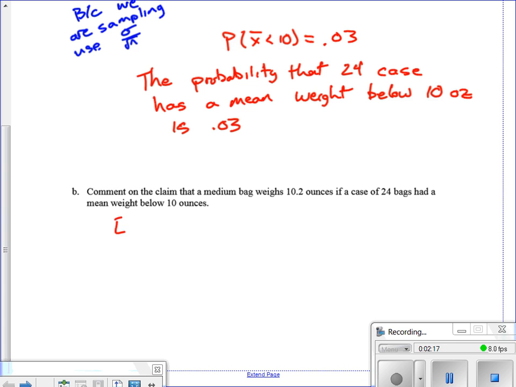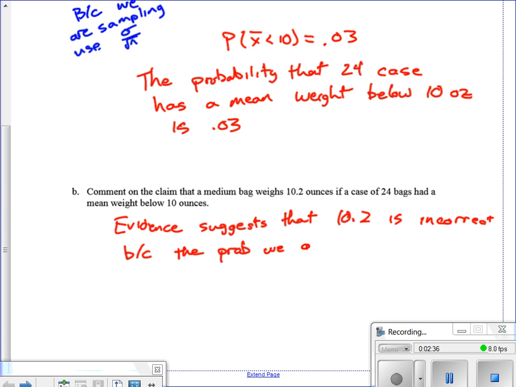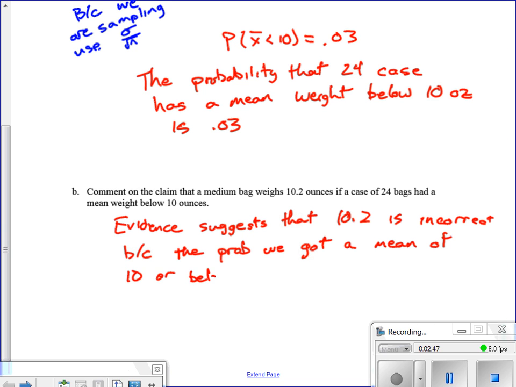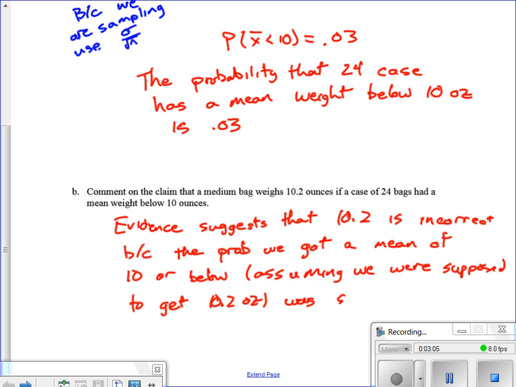We'll make a comment. So here the evidence suggests that 10.2 ounces is incorrect, because the probability we got a mean weight of 10 or below, assuming we were supposed to get 10.2 ounces, was so low. How low? 0.03.